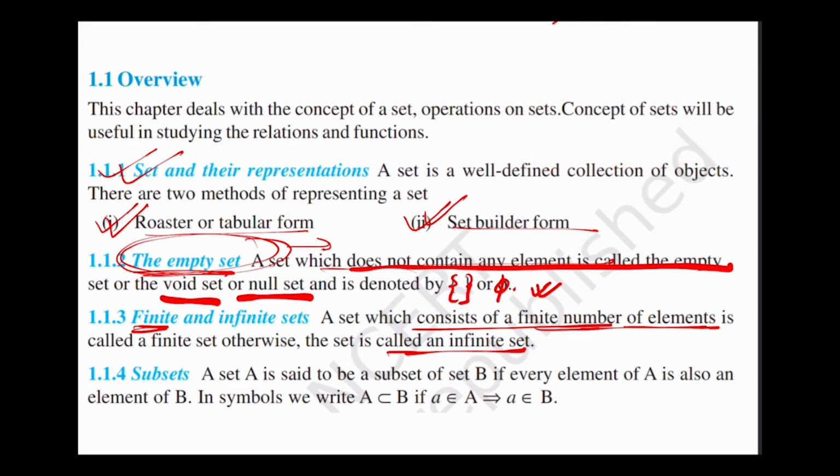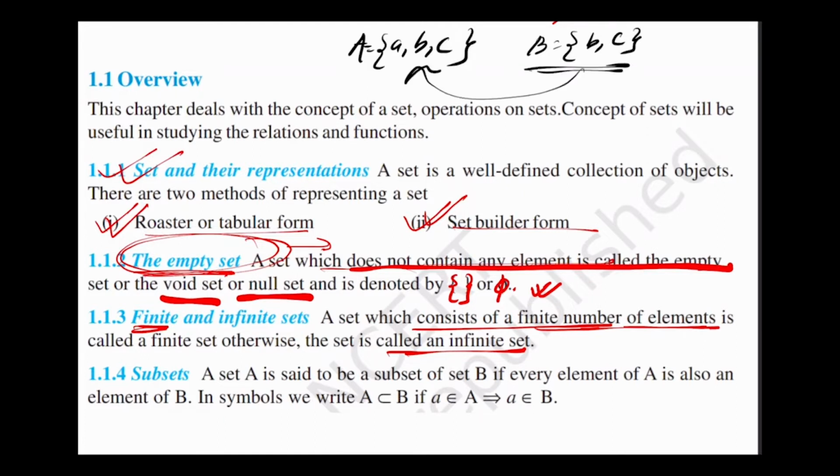So if you see, A is equal to {A, B, C} and B we have taken as {B, C}. All the elements of set B are present in set A, yes or no? So you can see that B is a subset of A. We write it like this, in a horizontal kind of view. So B is called the subset of A. What is the definition of subset? If each and every element of B belongs to A, then B is called a subset of A.